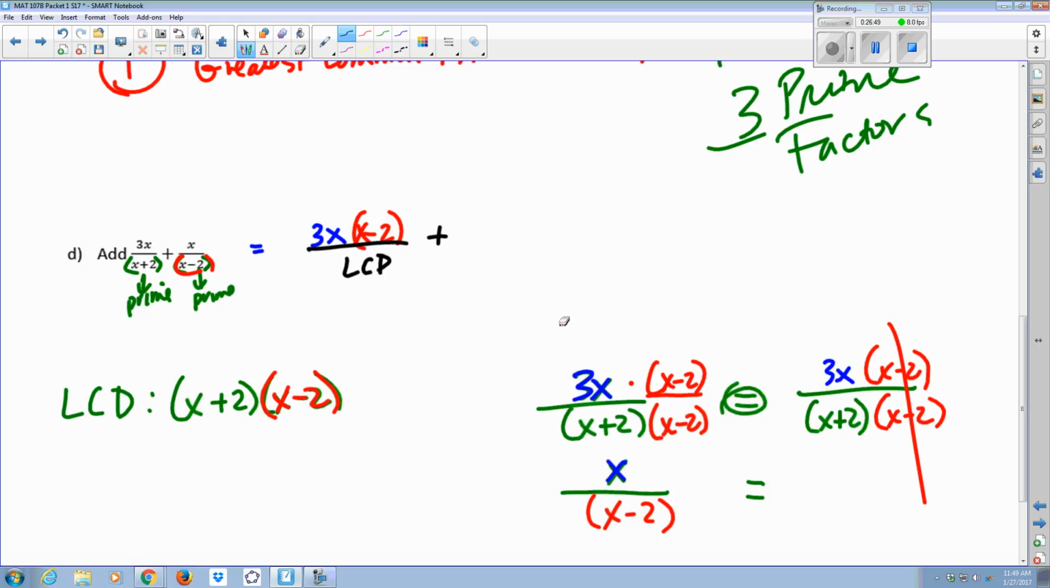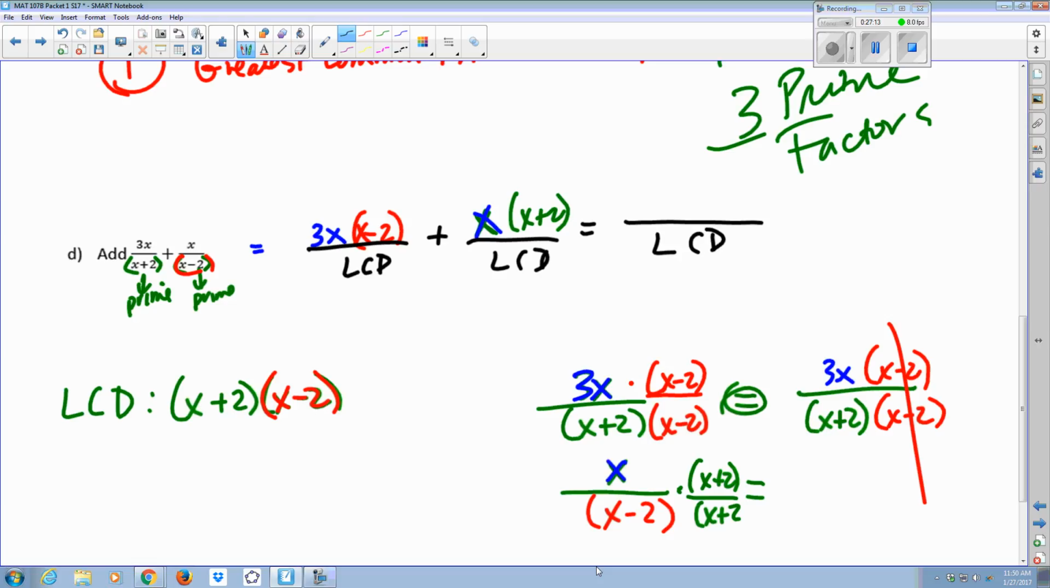So what are we going to multiply this x by, top and bottom? X plus 2, right? Say it out loud, shout. Oh, that should be blue. Times what? X plus 2. And then it's all over the LCD. Now you have the common denominator, put it there with one fraction bar. And what do you have? 3x squared minus 6x plus x squared plus 2x. That gives you 4x squared minus 4x.